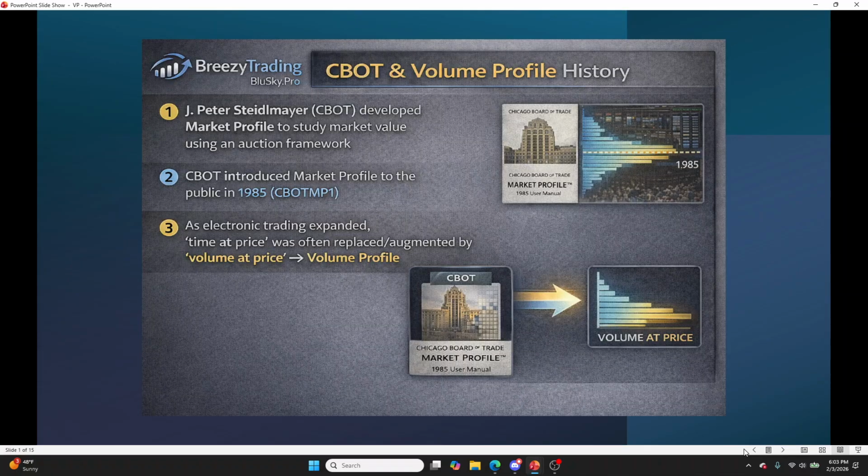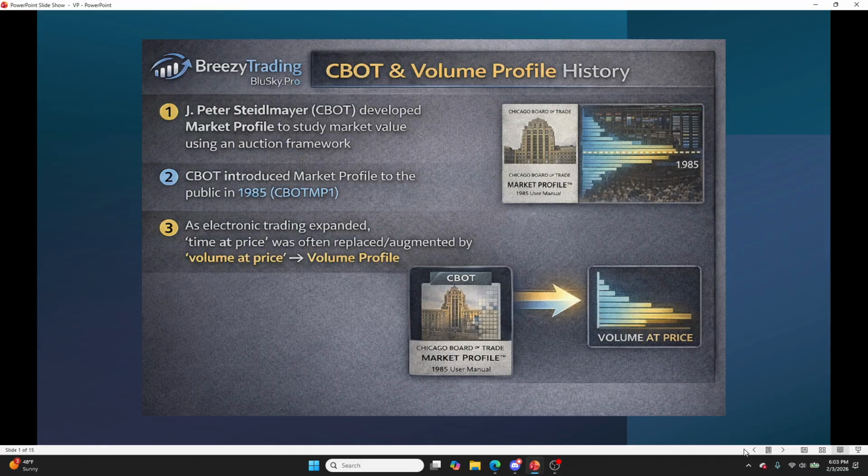For me, I always love to know what I am using, when it was created, and who created it, so I can study that individual and why they created it. It was developed in 1985, which is super interesting to me, right at the peak of technology coming into the market. It was implemented because the market looked at things from a time at price perspective. Market profile is time at price, but the gentleman wanted to create volume at price.